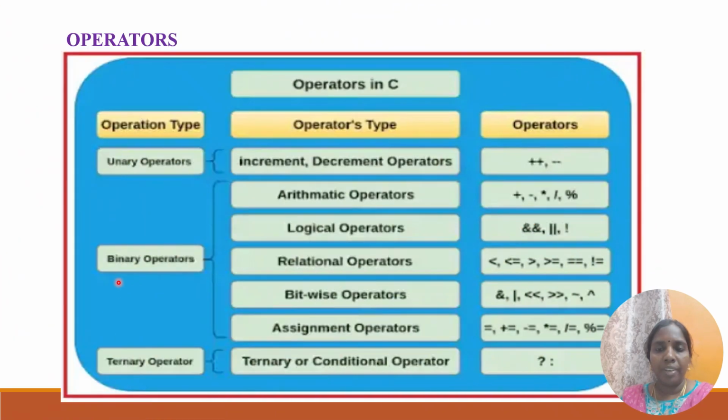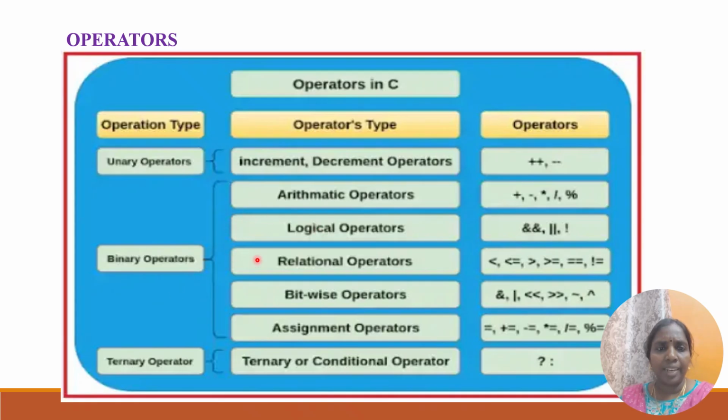So what are the different operator types? The different operator types are unary operator, binary operator, and ternary operator. Unary operators are increment and decrement operators. The operators used here are plus plus and minus minus.